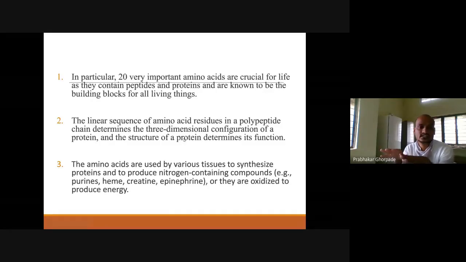So we already discussed the 20 amino acids, very important. If we have to synthesize any protein in our body, we need these amino acids, right? The linear sequence of amino acids in a polypeptide determines the three-dimensional configuration of the protein, and the structure of the protein determines its function.